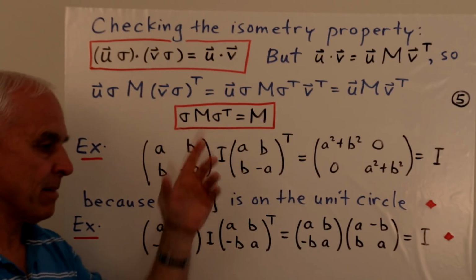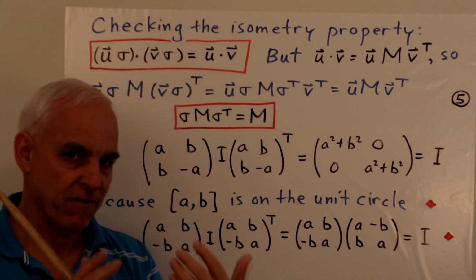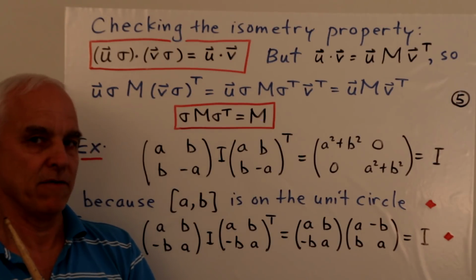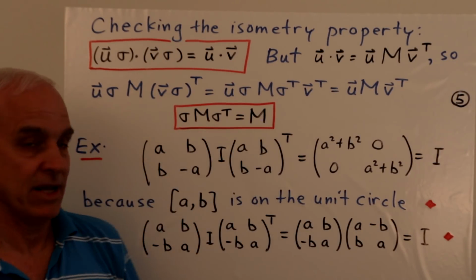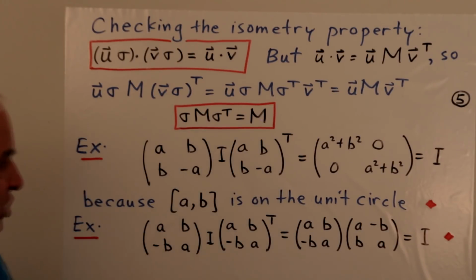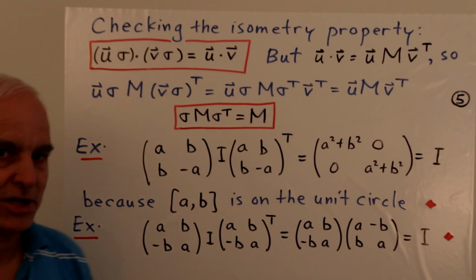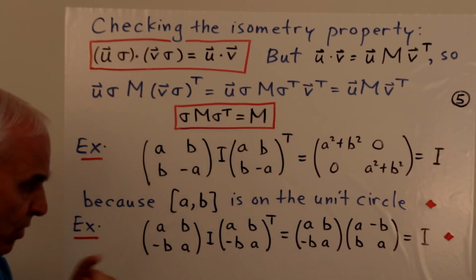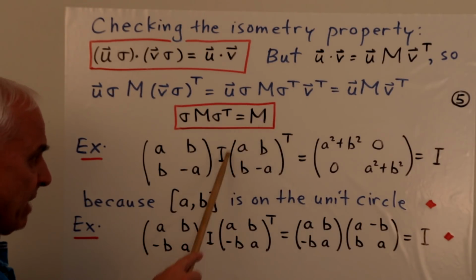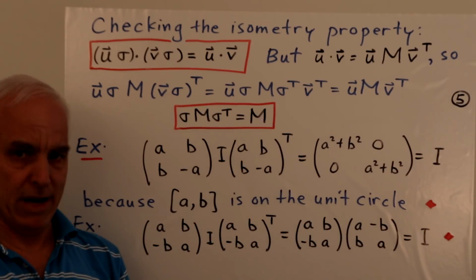That if you take the symmetric matrix for the bilinear form, then sigma times M times sigma transpose ought to be M. So let's check that our reflections and rotations that we just got are indeed isometries for the blue dot product. The blue one is very simple because in that case the matrix M is just the 2 by 2 identity matrix.